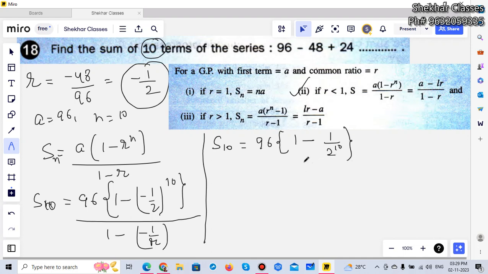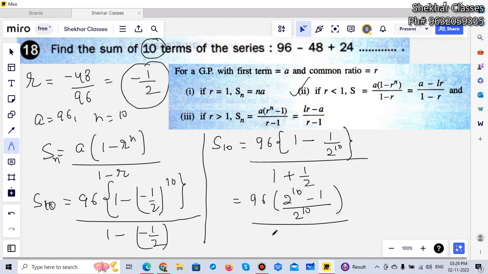Now after that, this is 1. Okay, I forgot to write it here, that is 2 here, I wrote R. It will become 1 plus 1 upon 2. So this is equal to 96 times 2 to the power 10 minus 1 upon 2 to the power 10, and this whole thing upon 3 upon 2, because this is supposed to be added here.